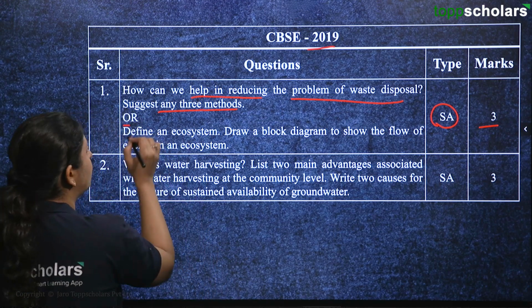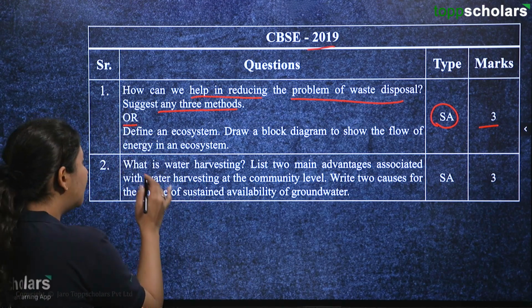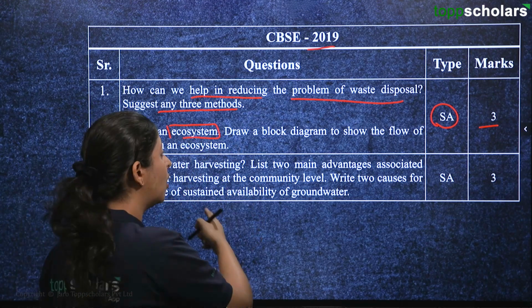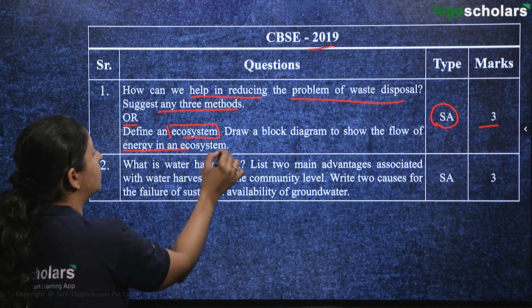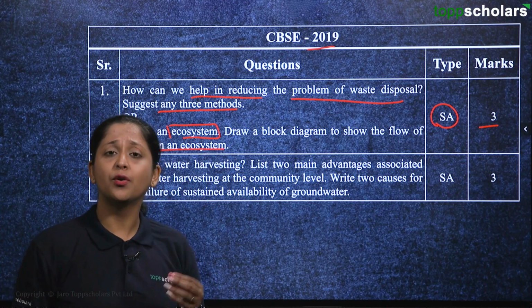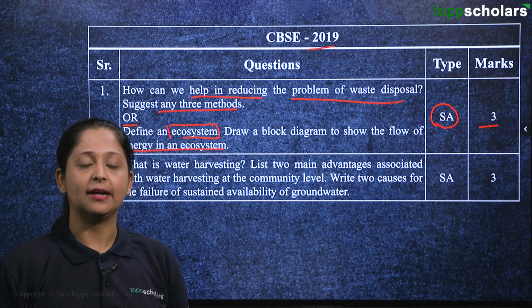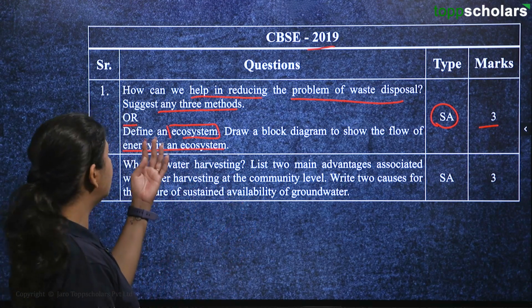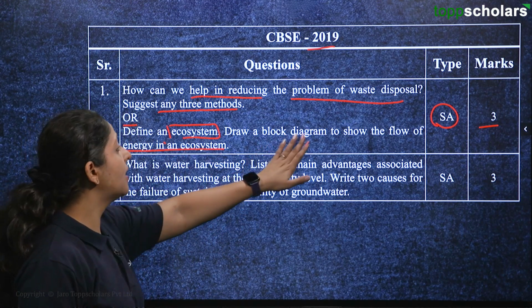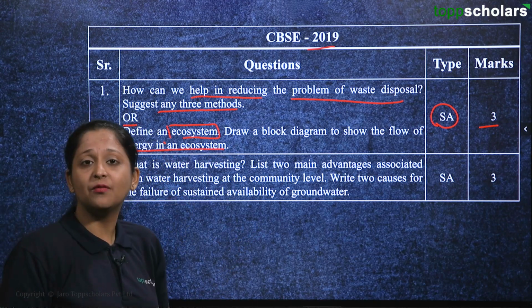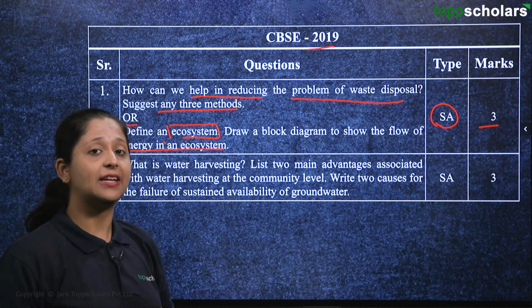Or you have also been provided with an option here. Define an ecosystem. Also you have to draw the block diagram to show the flow of energy in the ecosystem. Not only for this topic, students, a suggestion for all the topics, practice the diagrams. Many times they will just ask you for the diagram in the question. Here it is paired up with what is an ecosystem, and then you have to state the block diagram. But many times it can be only the diagram which they are asking. So practice the diagrams regularly.